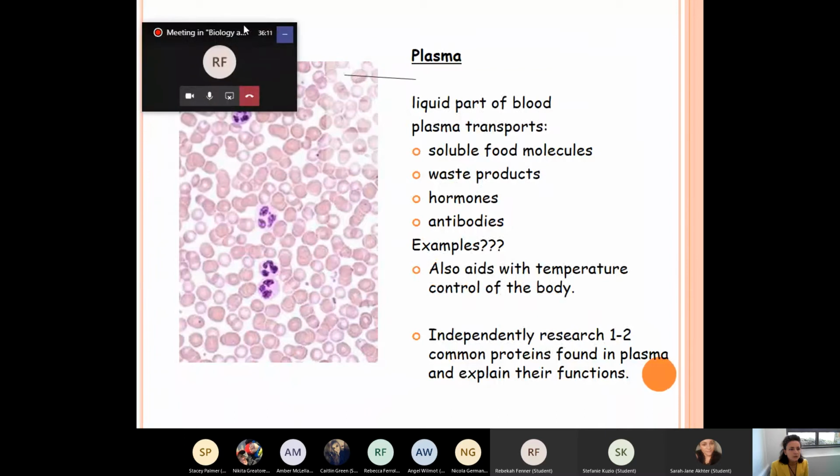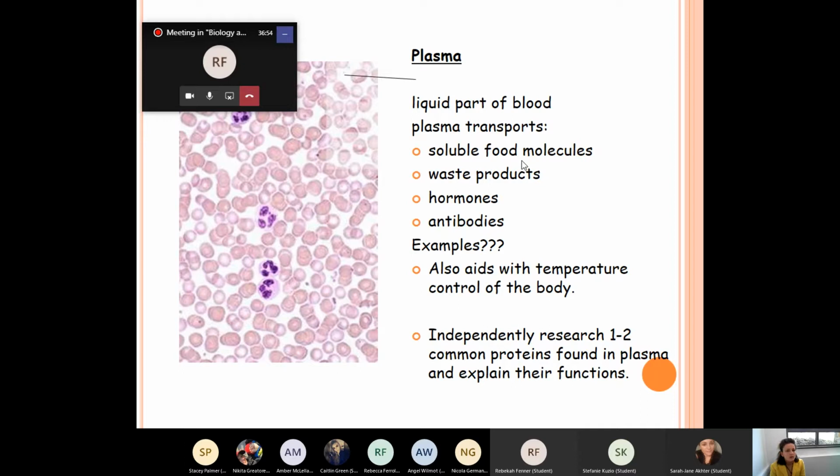Current slide. So plasma, as discussed earlier, is the liquid part of your blood, and it transports all sorts of substances. For the purposes of the assignment, I'm asking you to include some specific examples of these substances. So can we have a think about the first, let's say, 3 bullet points? I want us to spend a couple of minutes just thinking in our heads first, and then again on Teams, if you're going to start posting some ideas to each other.